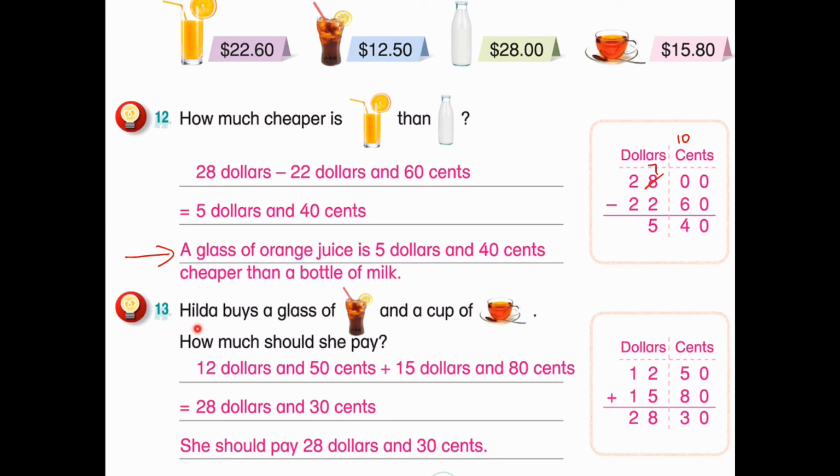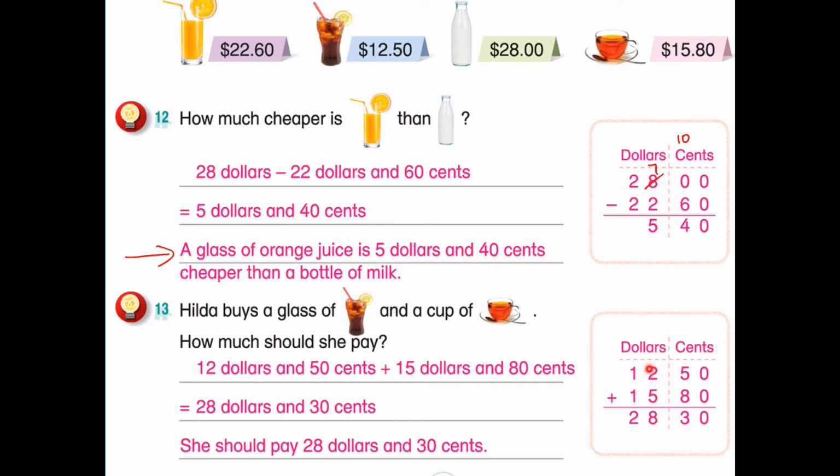Question 13. Hilda buys a glass of Coke and a cup of tea. How much should she pay? So she purchased 2 items. For the Coke, $12.50, and for the cup of tea, $15.80. So we add up the 2. So this is the horizontal form, $12.50 plus $15.80.